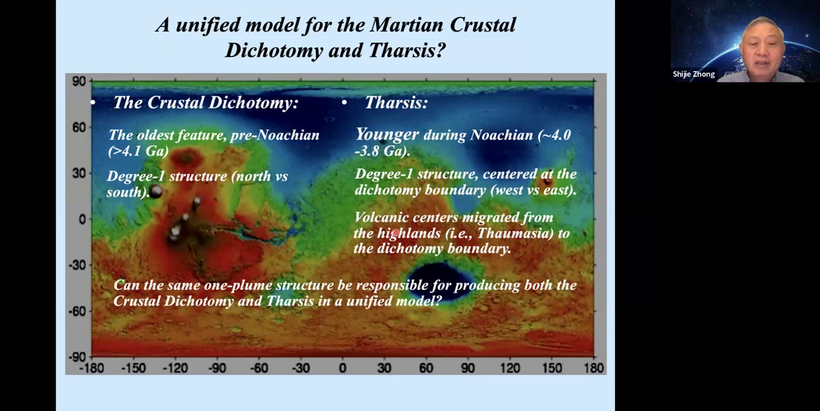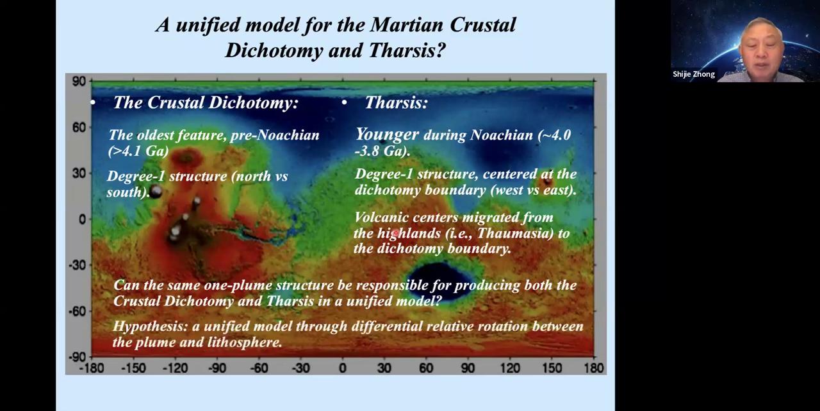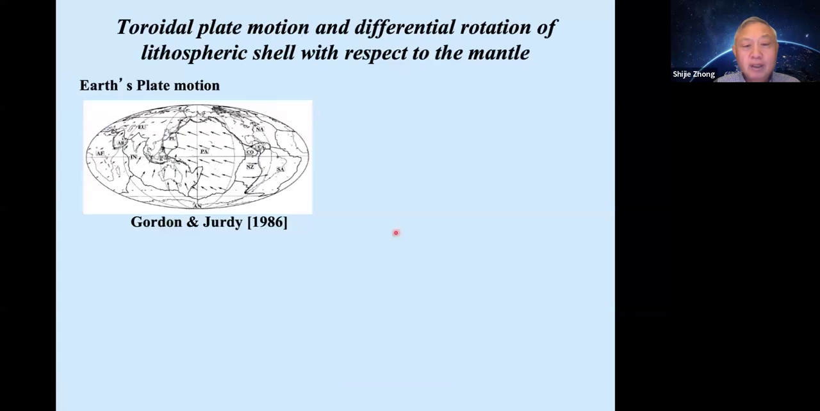So the question is really, can the same one plume structure be responsible for producing both the crustal dichotomy and Tharsis in a unified model? What I actually want to present here is a hypothesis that this unified model is possible through what we call the differential relative rotation between the plume and the lithosphere. So here is the idea.